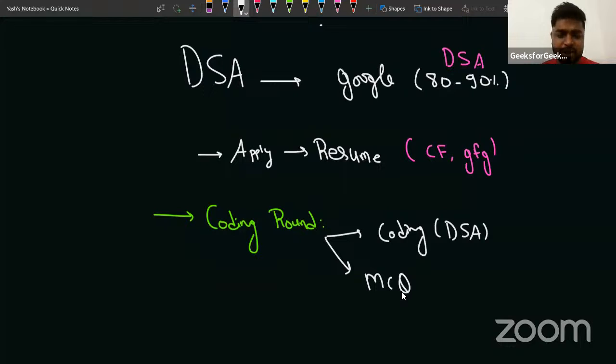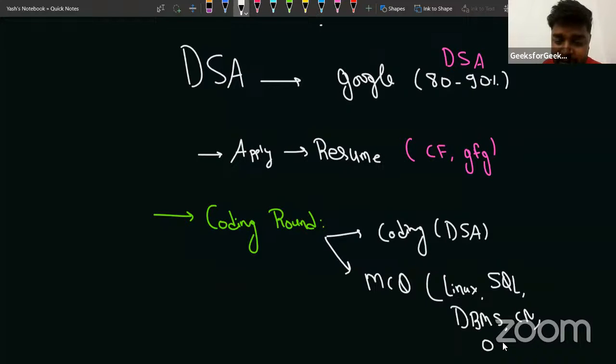Now, in terms of MCQs, they might ask you some based on Linux. They might ask you some based on SQL queries. They might ask you certain things based on database management systems, and also about computer networks and operating systems. So basically, these small topics are asked.